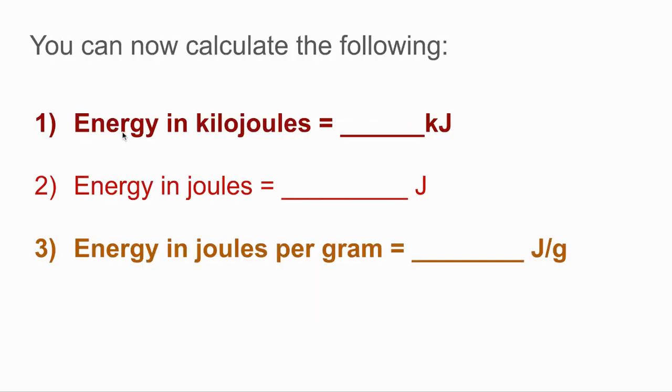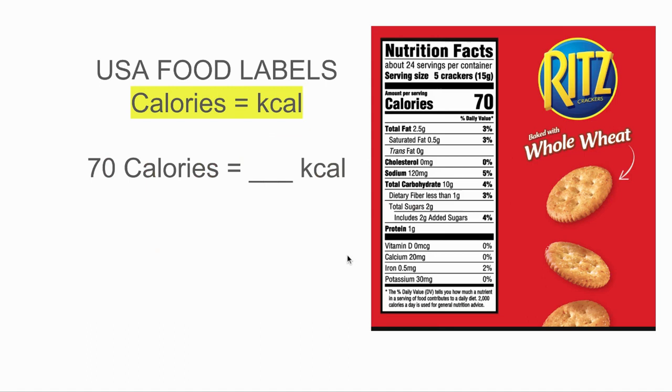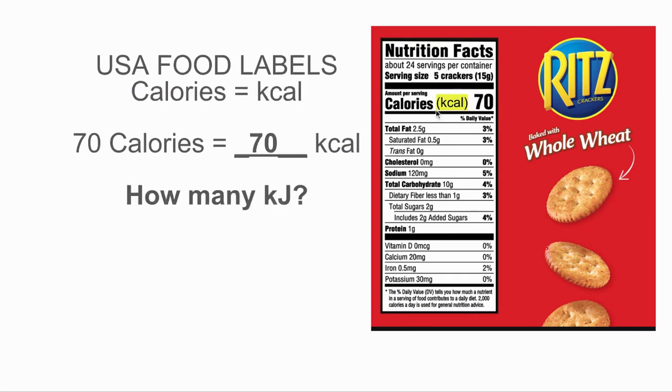So now we should be able to calculate energy in kilojoules, joules, and joules per gram. Let's try it. So here's our American Ritz cracker food label. 70 calories. What is that in kilocalories? Because that's everywhere else, kilocalories. Well, it's the same. Calories and kilocalories are the same. So 70 calories is the same as 70 kilocalories.